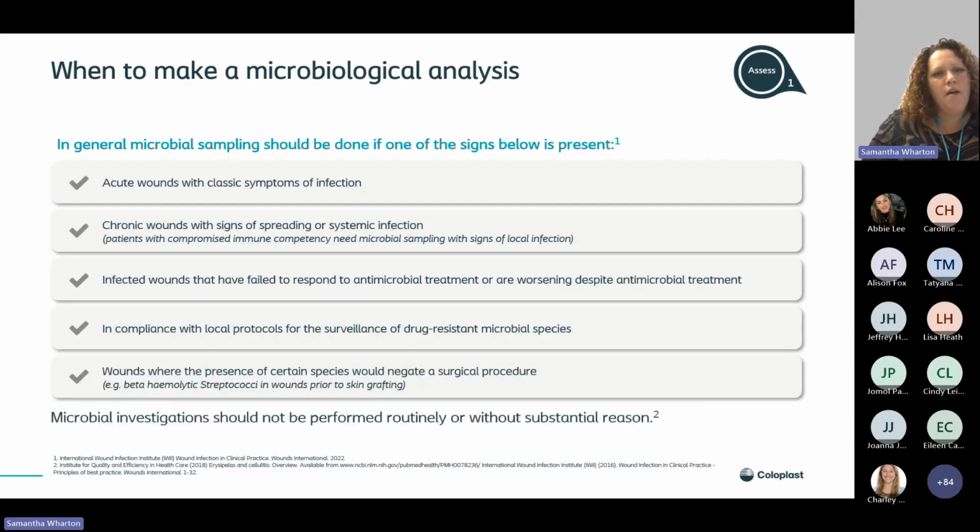So when do we swab? You would follow your own local protocols, but if there are acute wounds with classic signs of infection, then you would swab. For chronic wounds with signs of spreading or systemic infection, again, it's really important that you take a swab at that point to make sure that you're treating that infection with the most appropriate antimicrobial or antibiotic. Infected wounds that have failed to respond to antimicrobial treatment or are worsening, again, you could swab then. But like I say, follow your local policies and procedures.